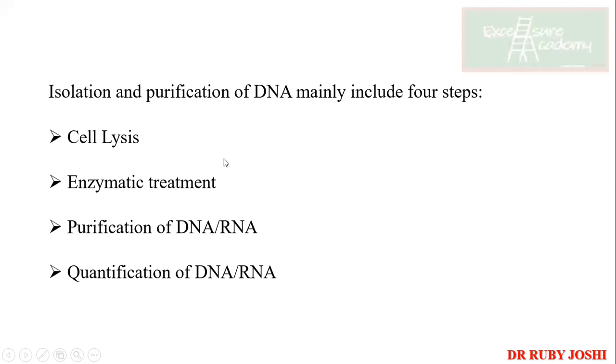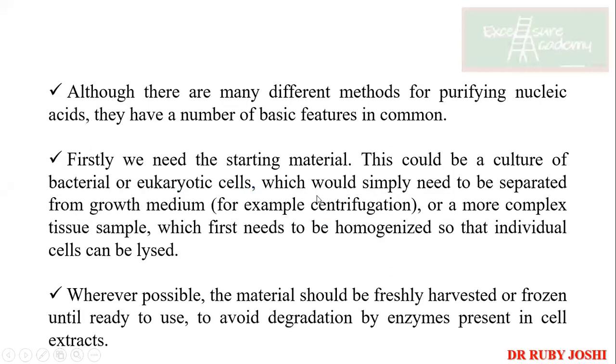Even though we say that it is easy, there are many important points which need to be understood in this case. So first let's talk about the cell lysis. There are many methods. First, we always need a starting material. Your starting material could be anything. It can be a bacterial cell, yeast cell, or an animal cell, plant cell.